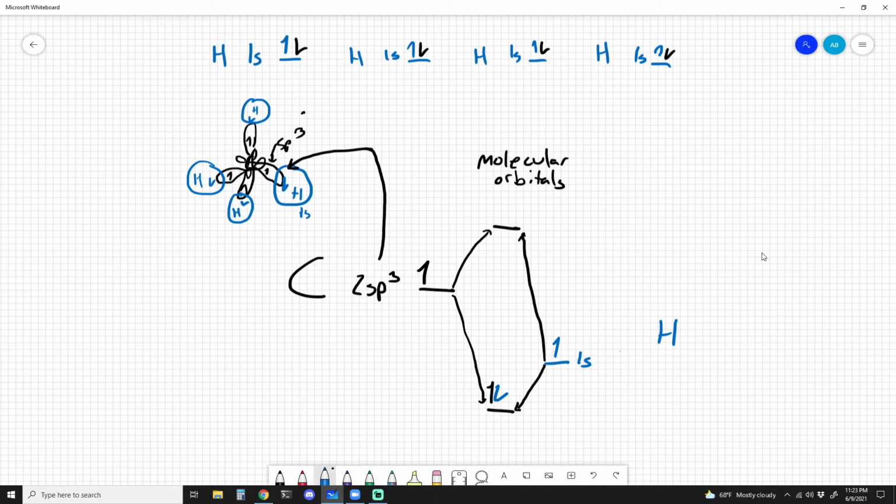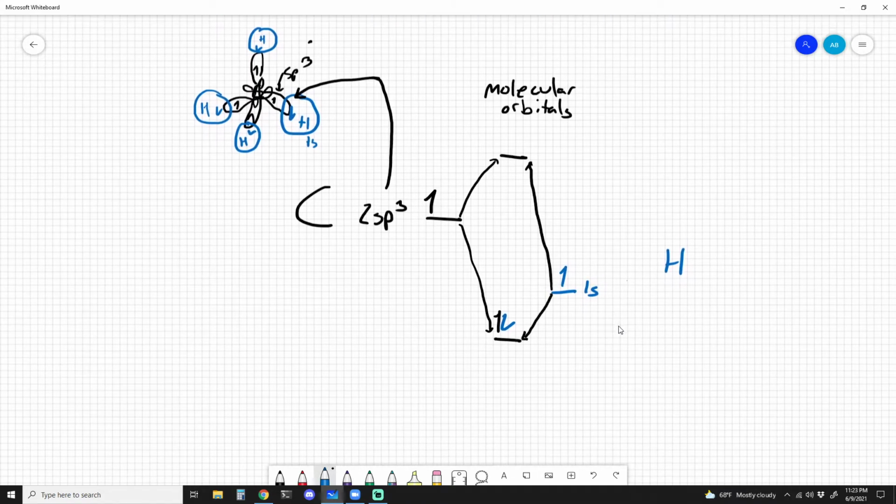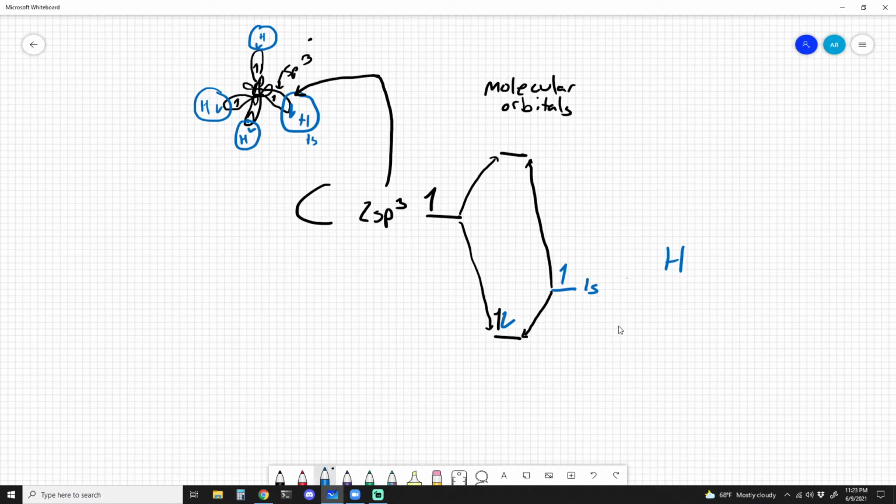And so what we label these as our molecular orbitals is the one on the bottom we call a sigma orbital. In this case, it's an end-to-end straight line, so this is a sigma orbital. We call this one a bonding orbital. Here at the top, this one that's empty, we call this an anti-bonding orbital.